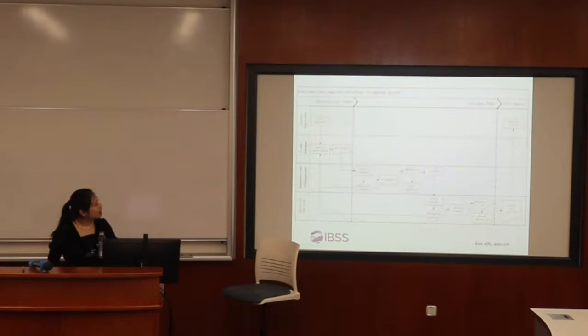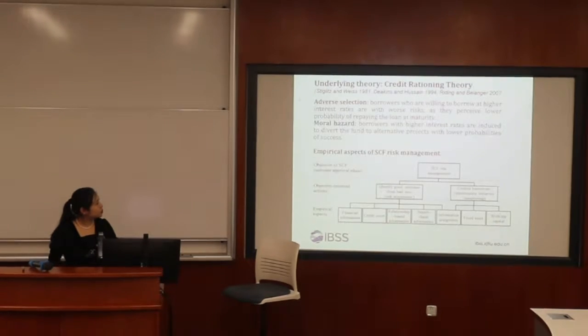And all these data are stored in an electronic database, so we can easily get access to this data. We use credit rationing theory to guide our research. According to the credit rationing theory, there are 2 risks the banks need to deal with. First of all is adverse selection.